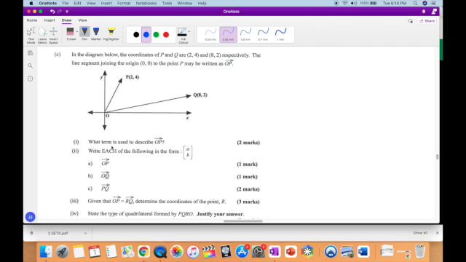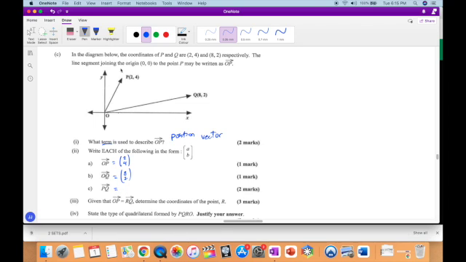All right. What term is used to describe OP? 2 marks: 1 mark for position, the other mark for vector. It's coming from the origin. It's a position vector. Now that's the term used, right? Write each of the following in the form (a, b). So we can see OP is the point (2, 4), and from the origin that means that it is the vector (2, 4). OQ is simply the vector (8, 2).